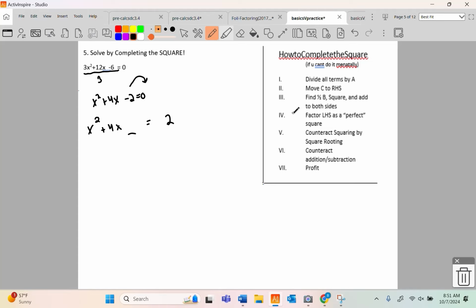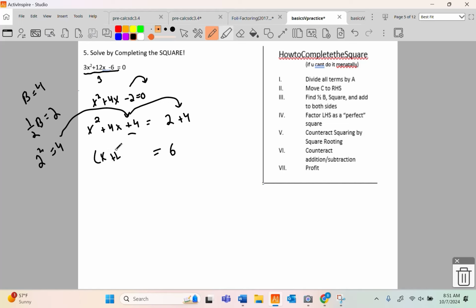Now, you're supposed to find half of b. This is your b value. B is 4. Half of it would be 2. You're supposed to square it and add to both sides. So it's going here, and it's also going here. You have to add to both sides to maintain balance. The right-hand side is going to add to 6. The left-hand side factors. Factors of 4 that add to 4 are both 2 and 2, because 2x and 2x makes 4x.